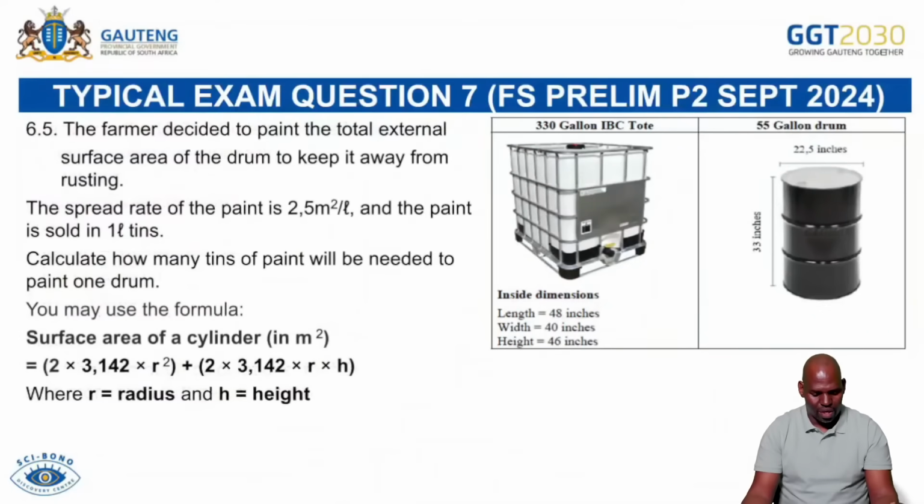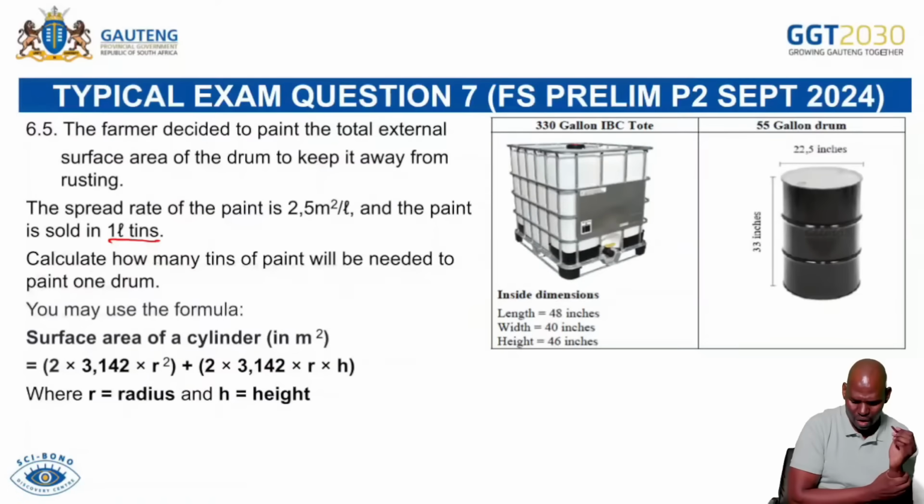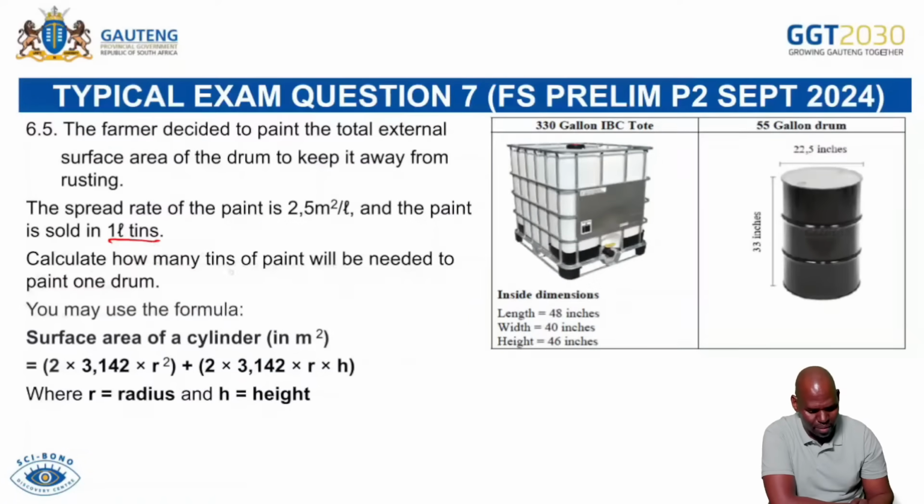Okay, then 6.5, they say the farmer decided to paint the total external surface area of the drum to keep it from rusting. The spread rate of the paint is 2.5 square meters per liter, and the paint is sold in 1 liter tins. Calculate how many tins of paint will be needed to paint 1 drum. You may use the formula.